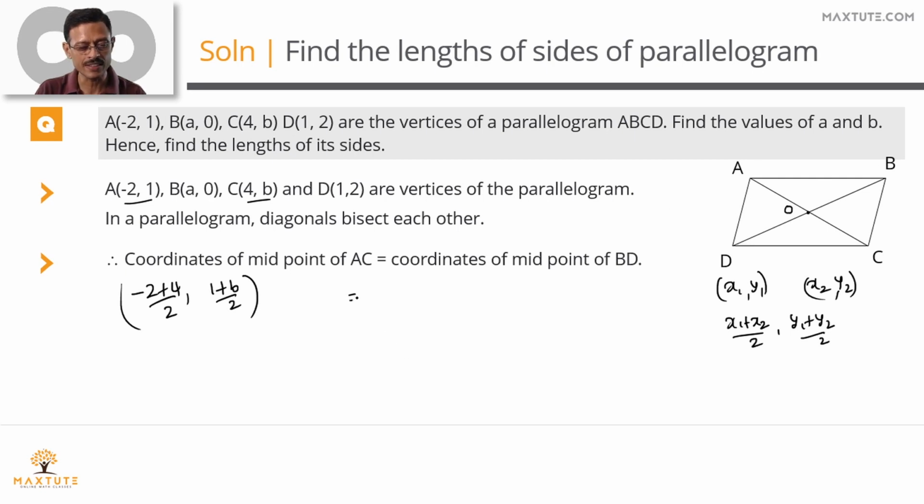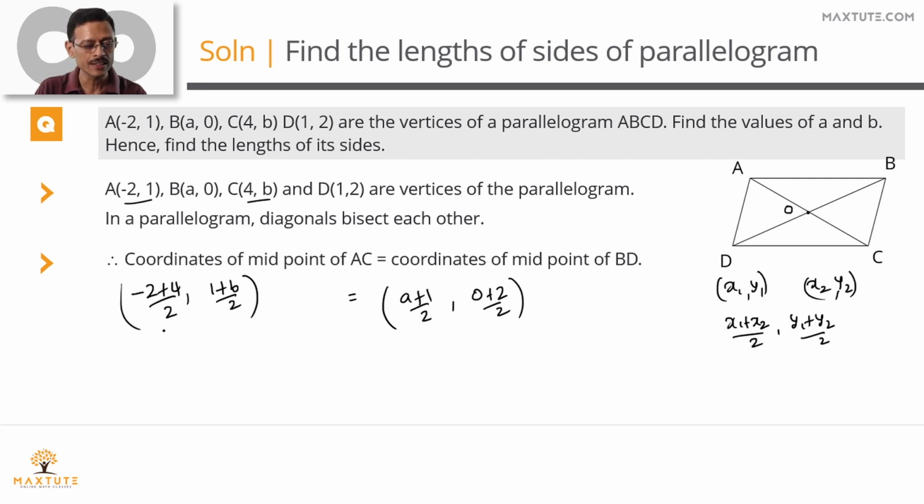Let's run through the same exercise of finding the coordinates of point O as measured as the midpoint of BD. Looking at it as BD, (x1 plus x2) by 2 in this case will be (a plus 1) by 2 and (y1 plus y2) by 2 will be (0 plus 2) by 2. So we have found the coordinates of O as the midpoint of AC and as the midpoint of BD. But both of these are the coordinates of the same point O.